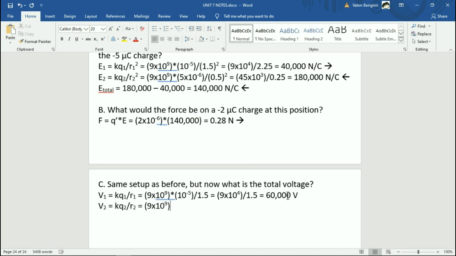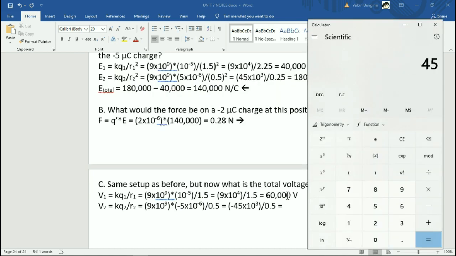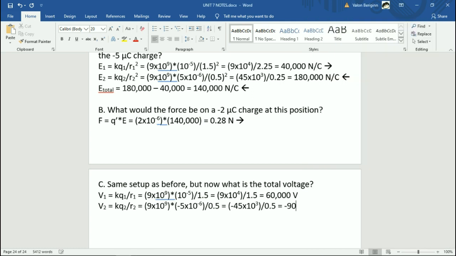Okay. Now V2. Now here, this is where you do put in the negatives, because before the negative just dealt with direction, but there's no direction to voltage. It's just, is it positive or is it negative? So we have -5 times 10 to the -6 divided by 0.5. So we get -45 times 10 to the 3 divided by 0.5. So it's the negative of this.